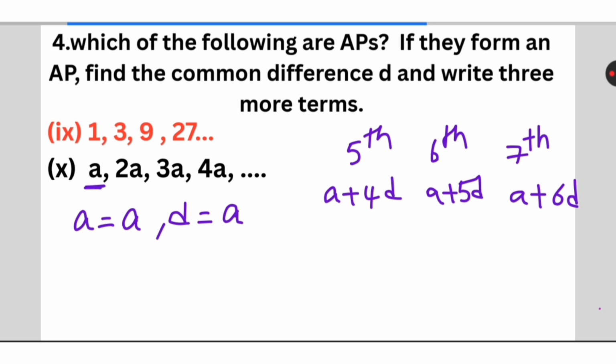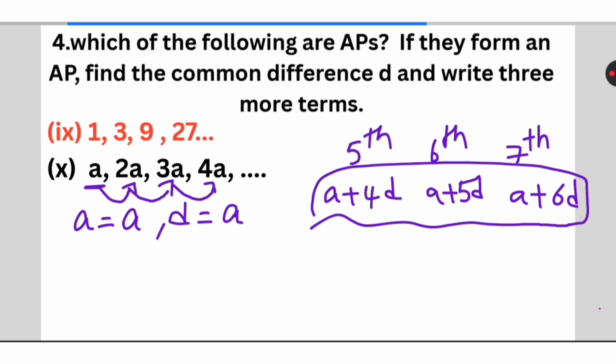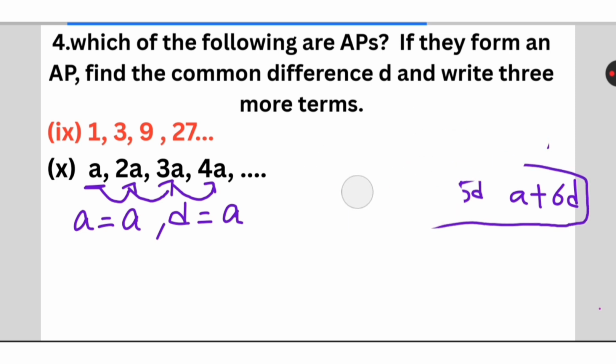For this a, if you add plus a, we are going to get 2a. So a plus a. For the 2a, if we add plus a, we are going to get 3a. For the 3a, if you add plus a, we are going to get 4a. So if you find out this forms an arithmetic progression, without using this a plus 4d, a plus 5d, a plus 6d, simply we can write this as a, keep on adding plus a for the another 3 more terms. That is the easiest way.